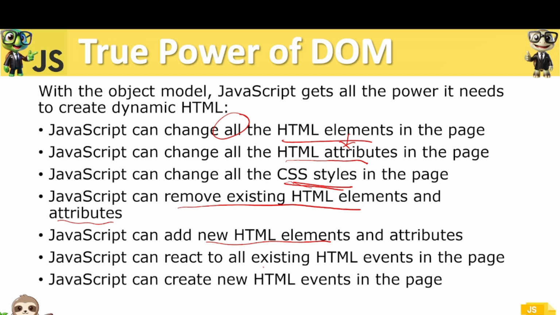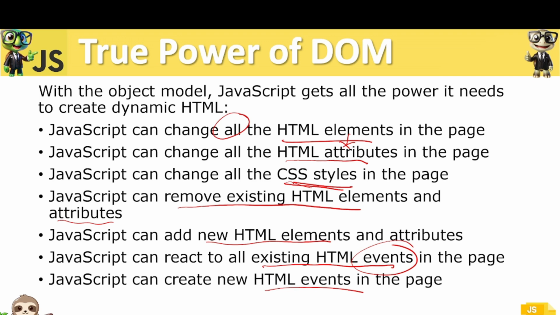JavaScript can react to existing HTML events. Again, the events are there. We can control existing events, define new events, control the entire events based on our DOM model. JavaScript can create HTML events as well. So once we are able to do everything, obviously we are also able to create new events based on what tags we have and what content we are writing. So this is what we say.